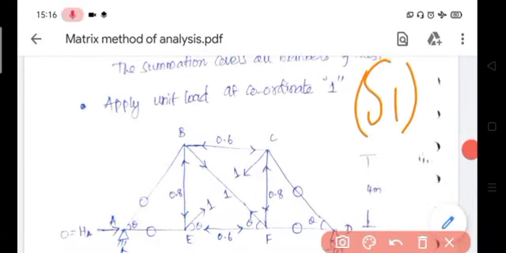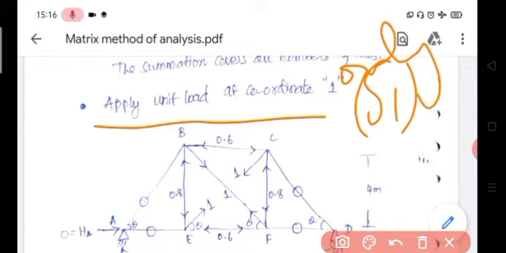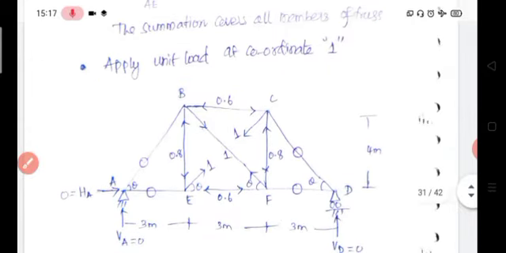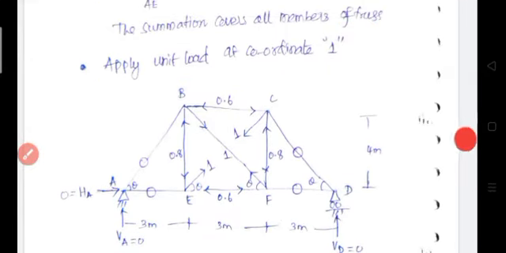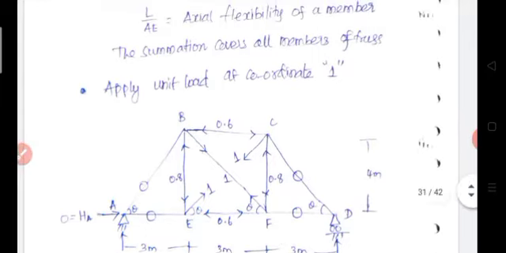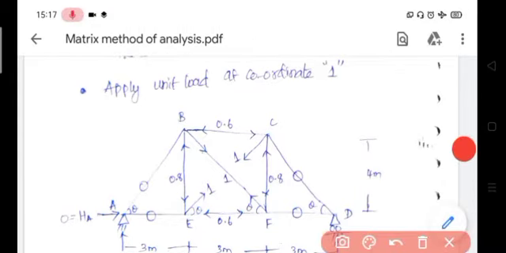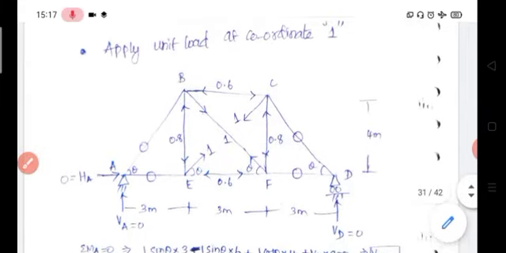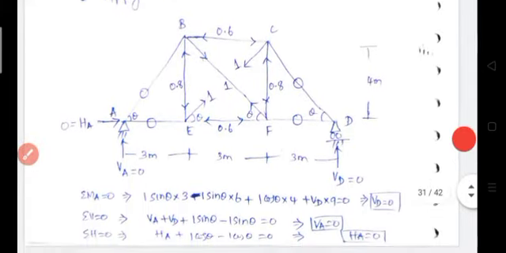So for this we should apply unit load at coordinate direction 1 only. Okay. So this is our primary structure. After removal of redundant, it becomes a determinate structure, that is called a basic determinate structure or primary structure. Now apply unit load along F. So now apply unit load along first coordinate. Then determine the support reactions with the help of equilibrium equations.